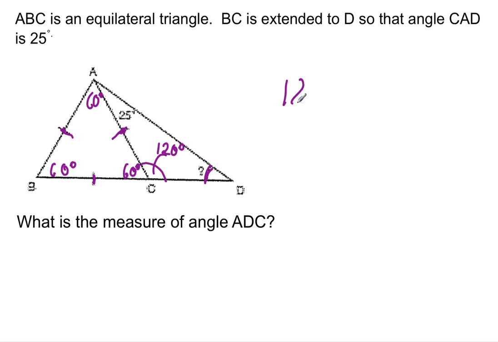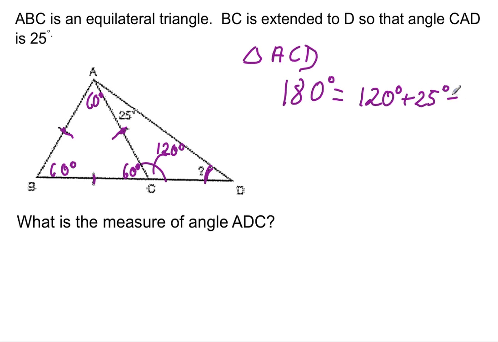So the total of all angles inside for the triangle ACD adds up to 180. So that consists of 120 plus 25 plus, let's call it x. So x is equivalent, if you do the math, to 35 degrees.